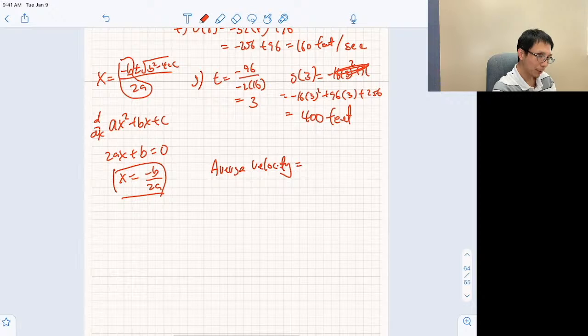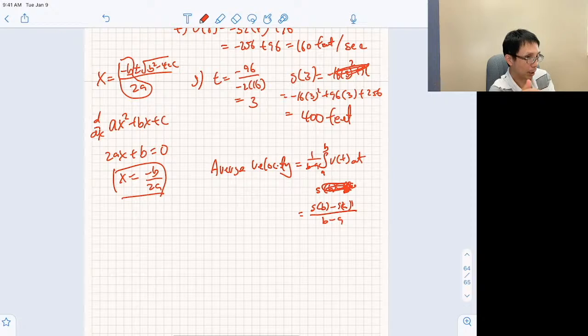Yes. Think about it. If I integrate v of t between a and b, and multiply by 1 over b minus a, what happens when you take an integral? It's going to be s of b minus s of a, right? Those of you who took it last year should know that. Because you take the integral, it becomes s of b minus s of a over b minus a. So the second way to define it is the integral from a to b of v of t dt, times 1 over b minus a.